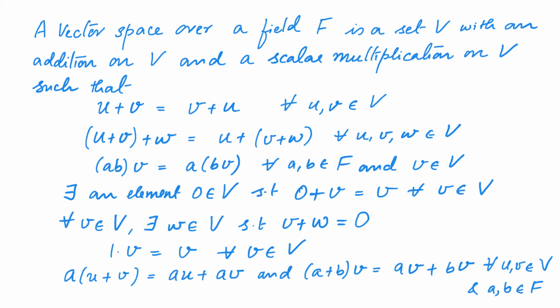Let us repeat. A vector space over a field F is a set V with two operations, addition on V and scalar multiplication on V, such that it satisfies all these properties. And elements of a vector space are called vectors. Therefore, the elements of F would be called scalars and elements of V would be called vectors from now on.